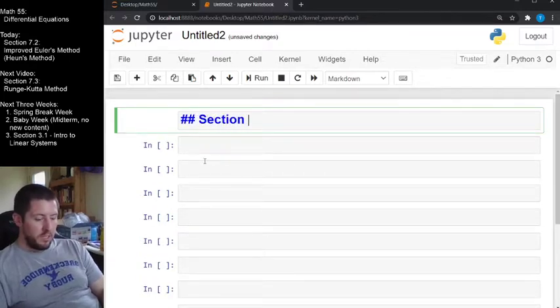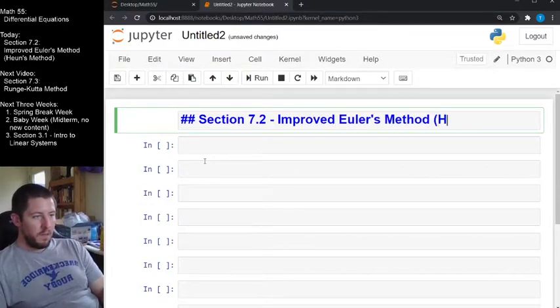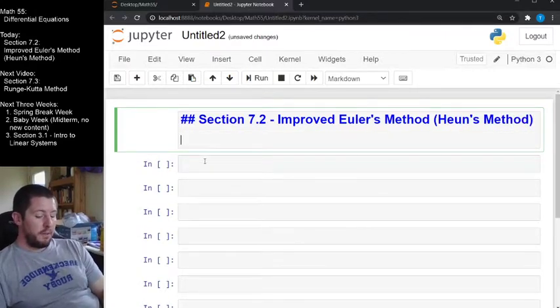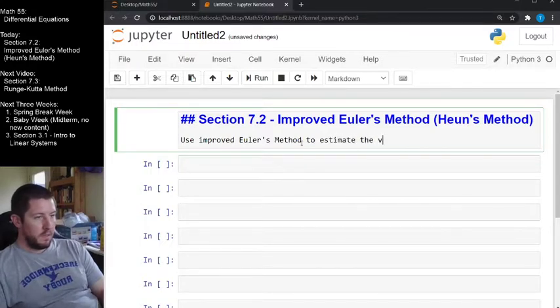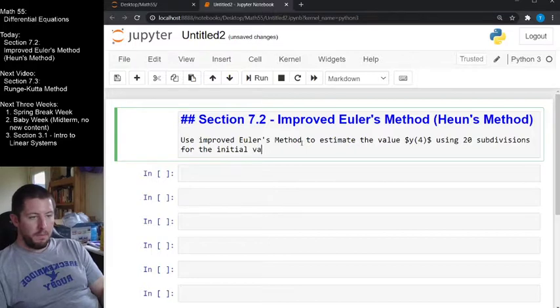I'm doing section 7.2, improved Euler's method, Heun's method, the other name for that. And so our first example, let's use improved Euler's method to estimate y of 4, using 20 subdivisions for the initial value problem.